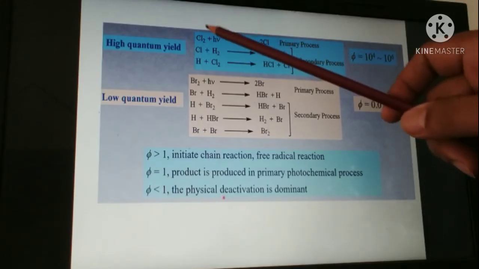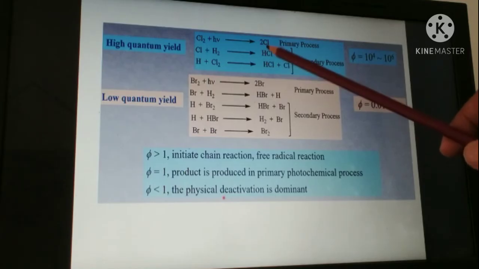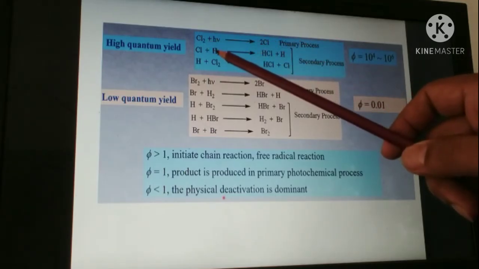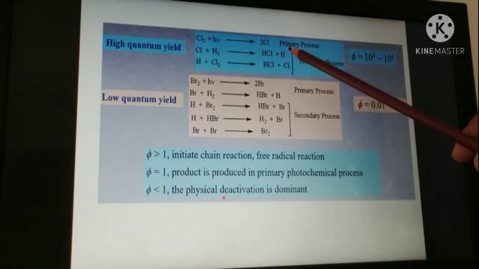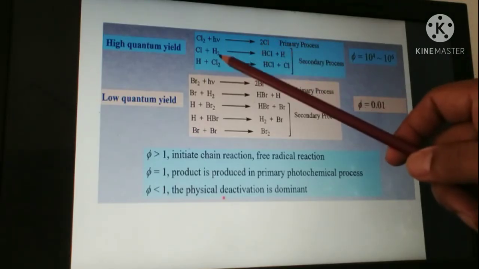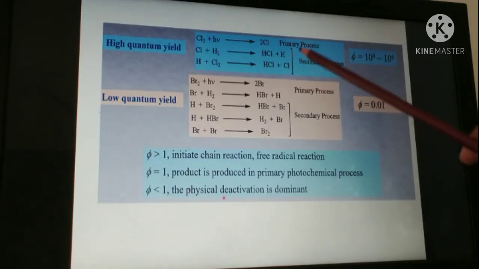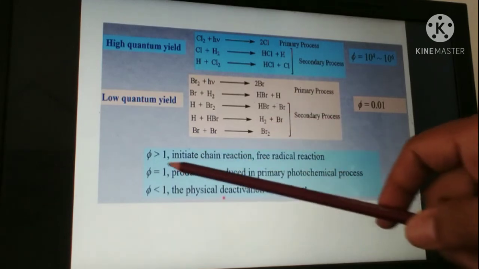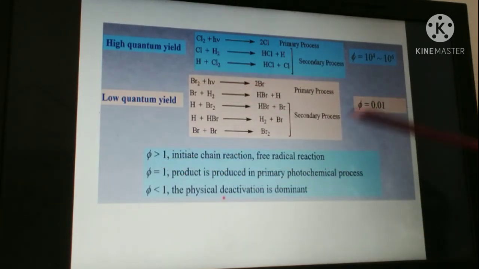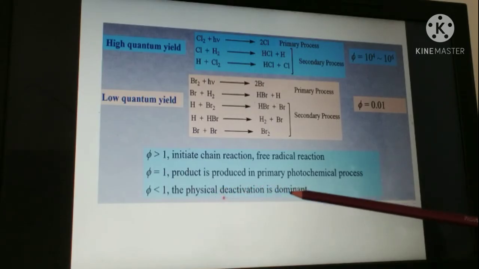When the light falls on this chlorine, it is converted into 2 chloride radicals, and then this chloride radical reacts with the hydrogen molecule to produce HCl and a hydrogen radical, and this hydrogen radical again reacts with a chlorine molecule to form HCl and a chloride radical. This is the secondary process. So when the quantum yield is less than 1, here you can see the physical deactivation is dominant.